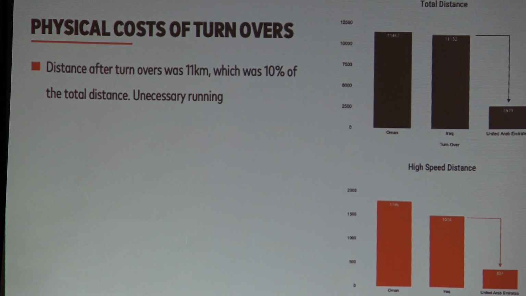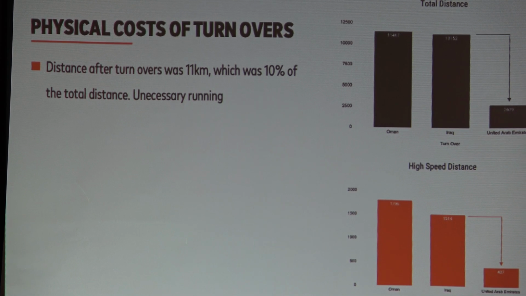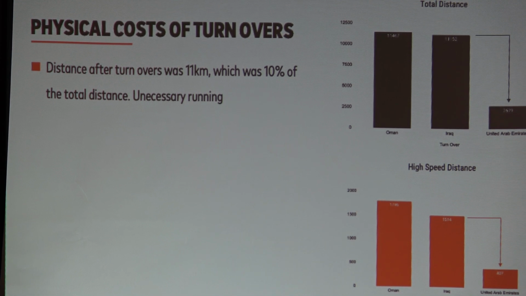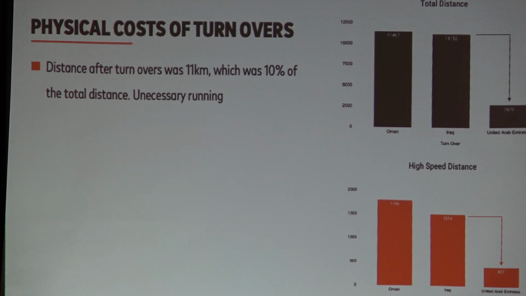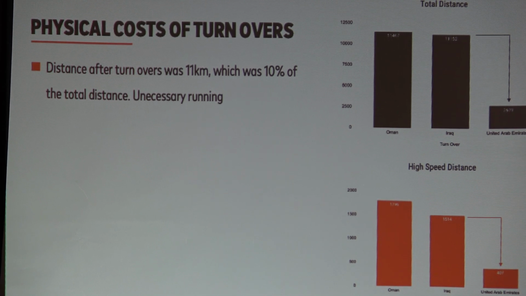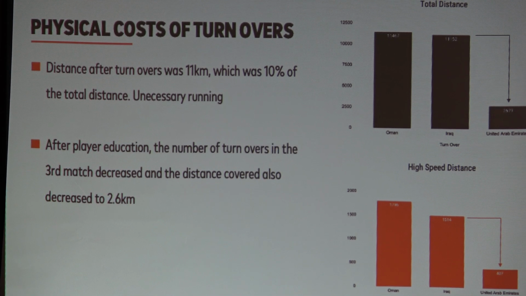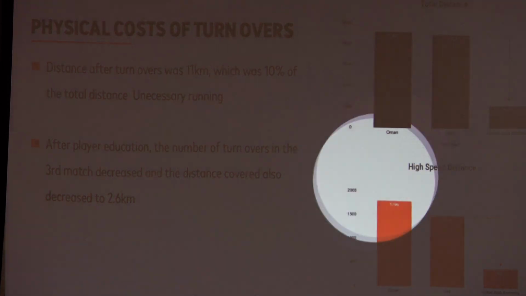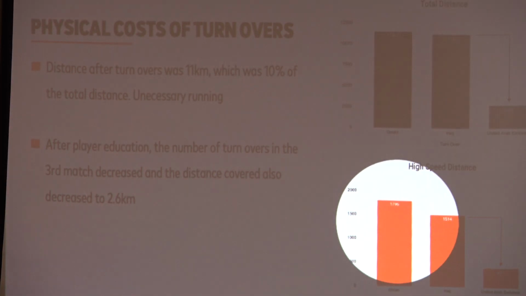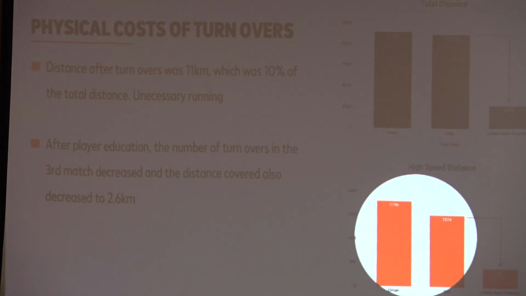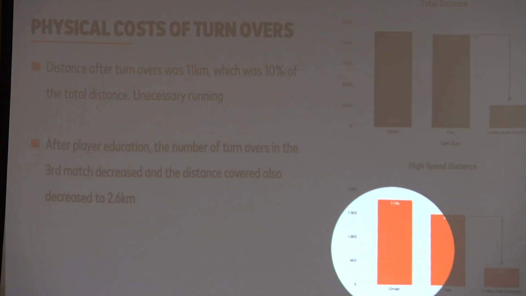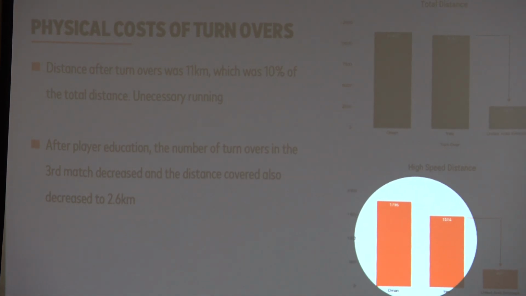And same for high speed distance. For the first 2 games, you can see there are a lot of high speed distance due to simple turnovers, and then they have to recover the ball.